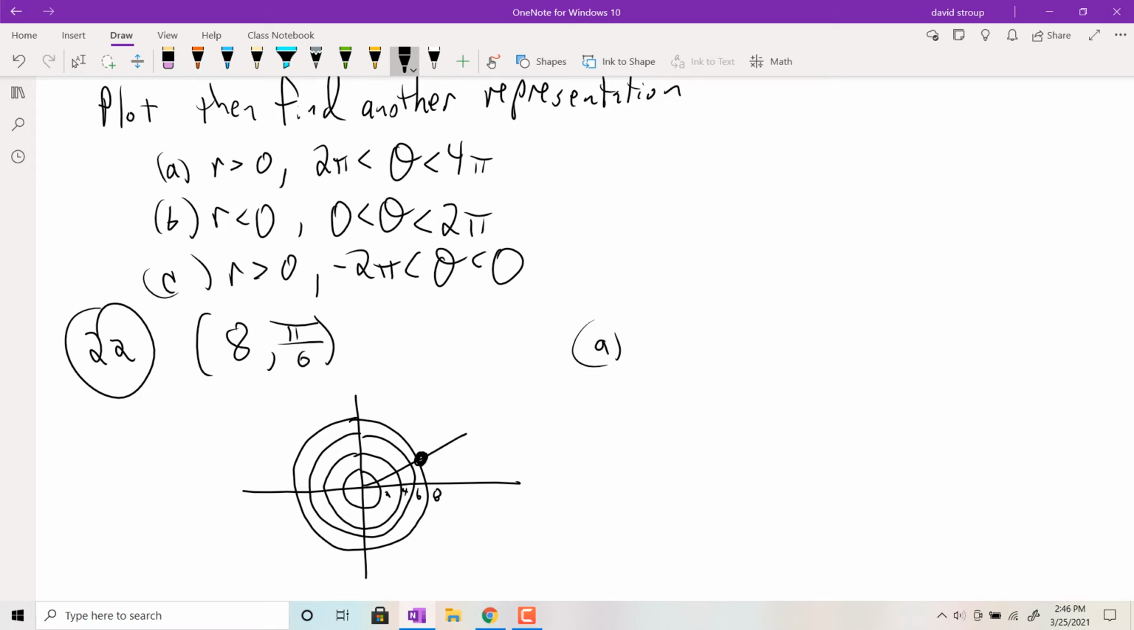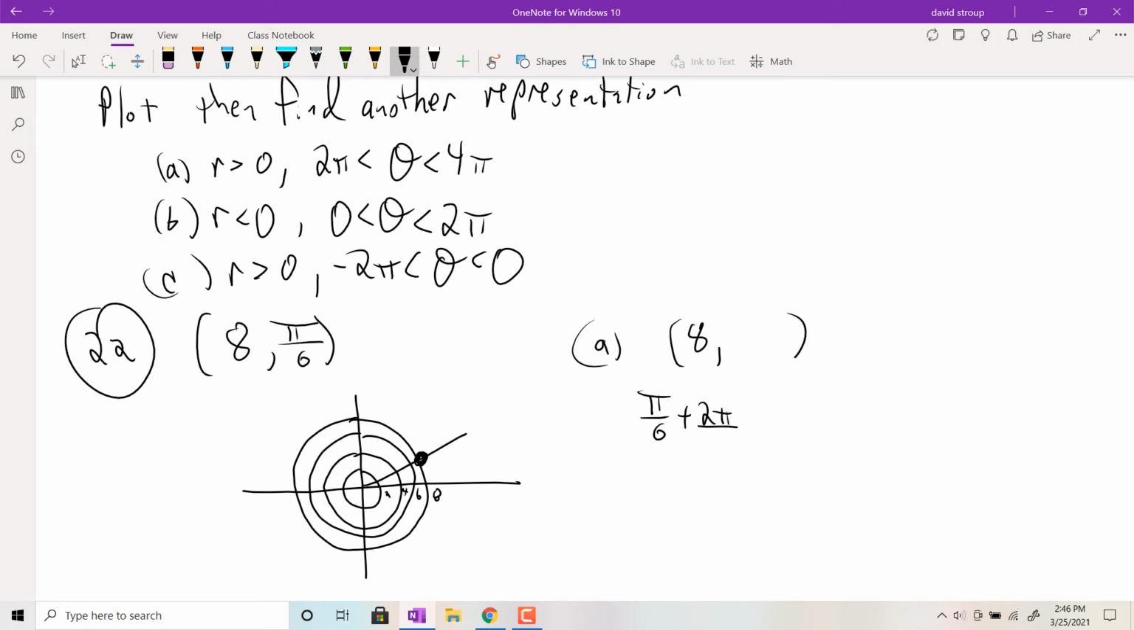Okay, so part A, they want r greater than 0, but the angle has to be in between 2 pi and 4 pi. Okay, so I should just be able to add 2 pi to pi over 6 in order to get the same guy. So you go 8 comma. Let's go pi over 6 and then add in another 2 pi.